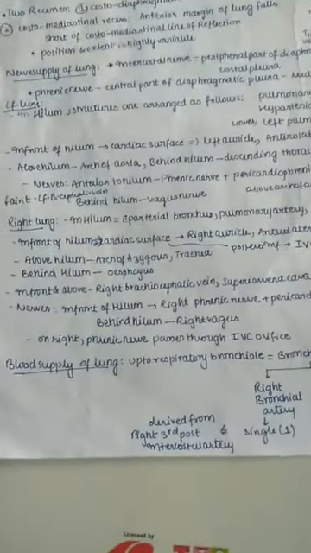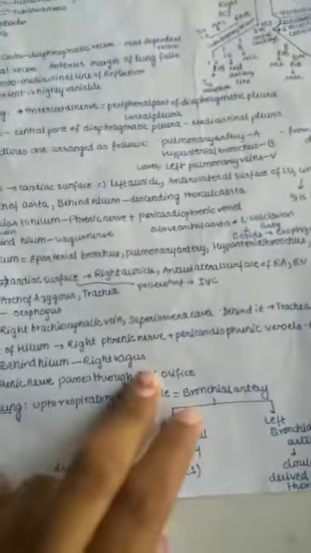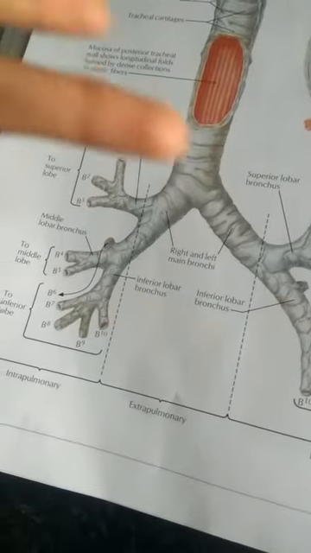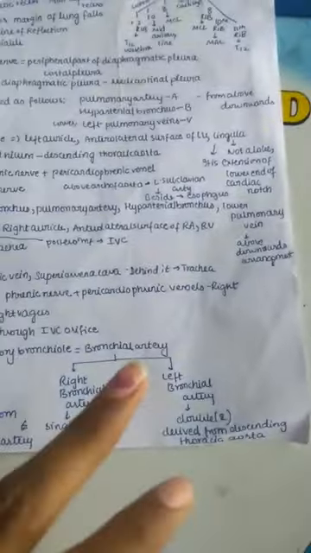Now let us see the blood supply of the lung. Up to the respiratory bronchiole, it is by... where to show the respiratory bronchiole? Yeah, again here you can see, so we have the respiratory bronchiole. Up to the respiratory bronchiole, the blood supply is mainly by the bronchial artery.